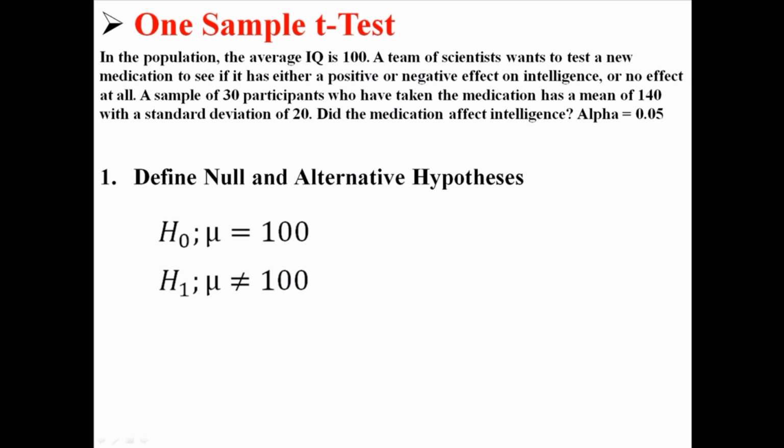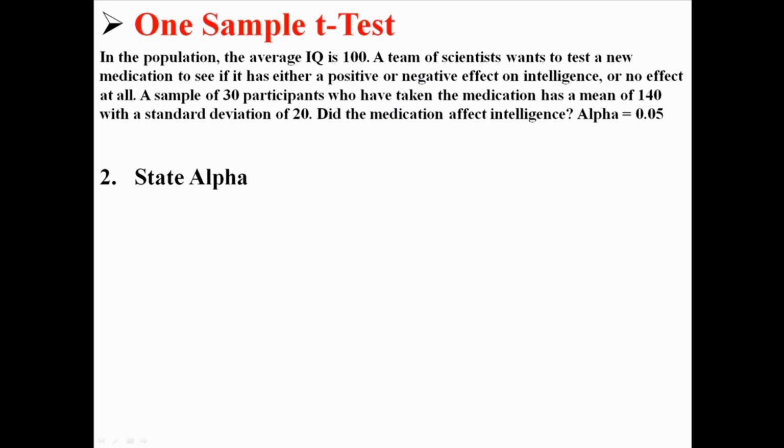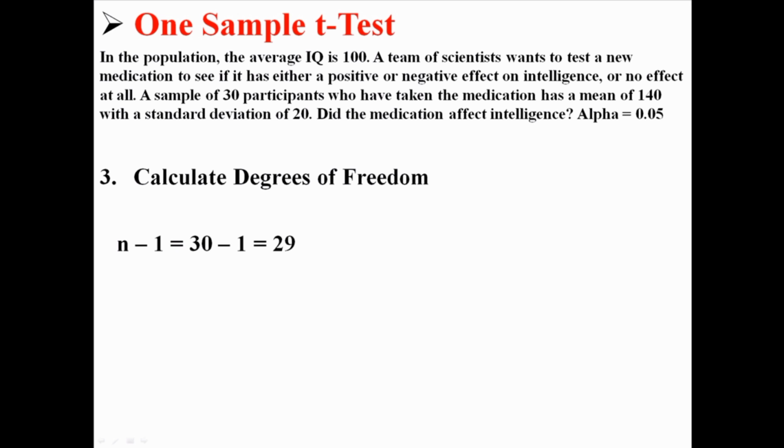H0 is 100 because these are the null and alternative hypotheses for the population: the average IQ is 100. Second, state the alpha, 0.05. Third, n minus 1 is equal to 30 minus 1 is equal to 29.